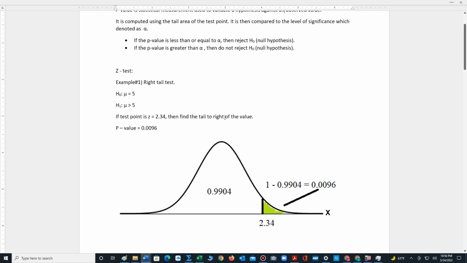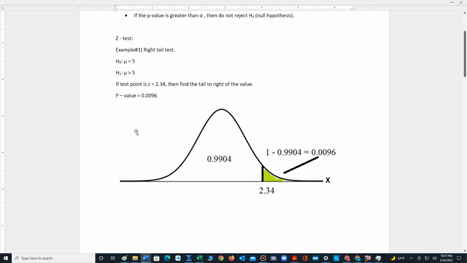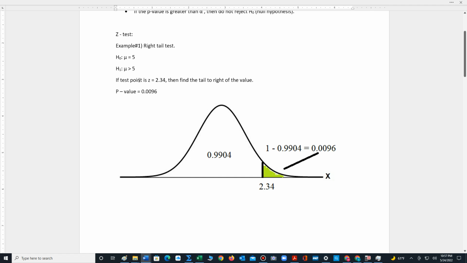So let's take a look at an example of computing a p-value for a z-test. The first example will be when we have a right-tailed test. Let's assume that the following hypotheses were derived from a problem. H0 is mu equal to 5, H sub 1, mu is greater than 5. Let's also assume that we computed the test point using sample data and it's equal to 2.34.